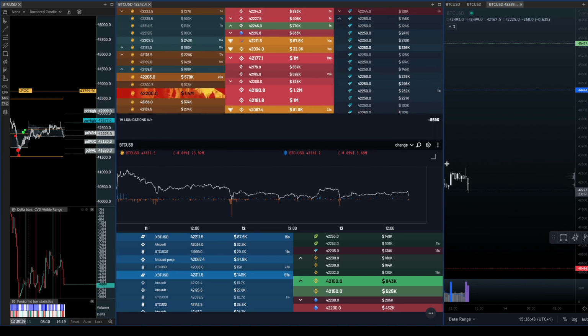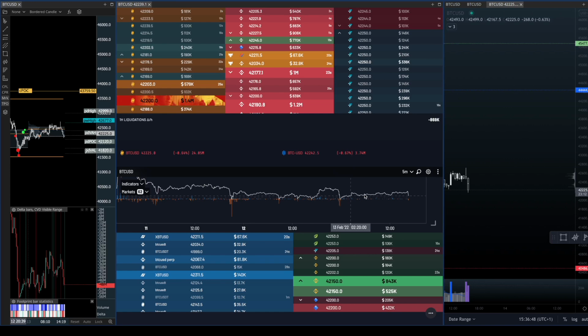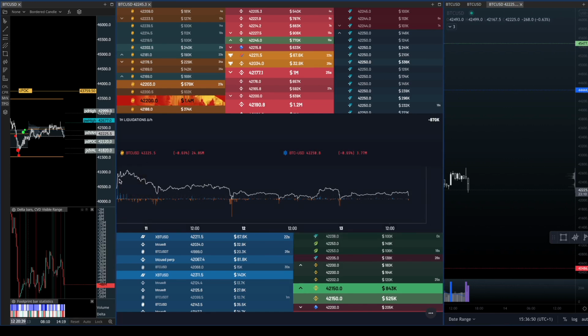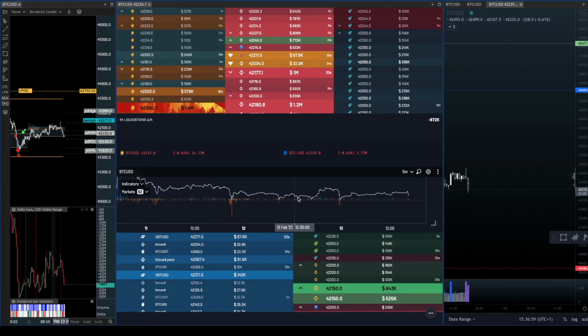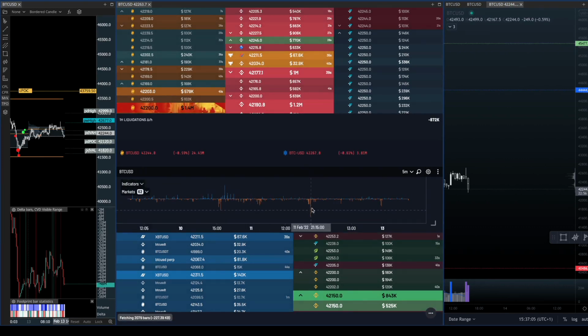The last thing about this aggregated tape, cumulative volume delta from futures markets. To be fair, I'm not really looking at that. I'm looking at the CVD on Bybit. I think it's actually better. So nothing really there. You can even hide it. I don't know why I have it here, but this is actually cool.